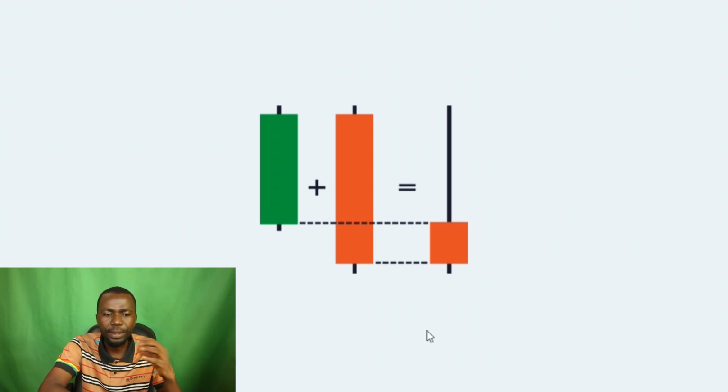Like I said, you can identify the bearish engulfing pattern at the lower time frame, like the 1 hour time frame, and you can identify the shooting star at the higher time frame, like the 4 hour time frame. Let me give you another example for you to understand what I'm talking about.